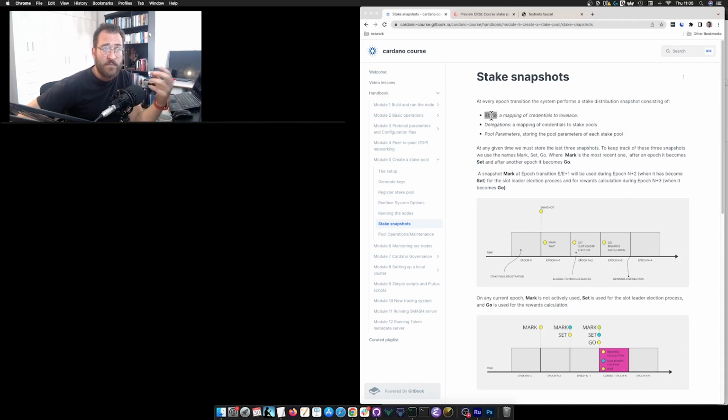Then we have the delegation mapping, a mapping of credentials to the stake pools. This is to which stake pool each stake address or each stake key is delegated to. And finally, we record the pool parameters at each epoch, basically because it is important later on when we calculate the rewards. So 3 pieces of information on the snapshot, and this information will be later used at different points in time. First, it will be used for block production, and later on it will be used for rewards calculation.